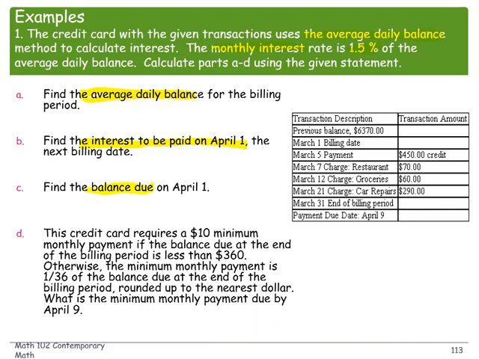And part D, we're going to use the condition that the credit card requires a $10 minimum monthly payment if the balance due at the end of the billing period is less than $360. Otherwise, the minimum monthly payment is 1/36 of the balance due at the end of the billing period, rounded up to the nearest dollar. Then calculate the minimum monthly payment due by April 9. Basically, it depends on the balance. Less than $360, it's required to pay only $10. Otherwise, it's 1/36 of the balance. So let's work on part A.